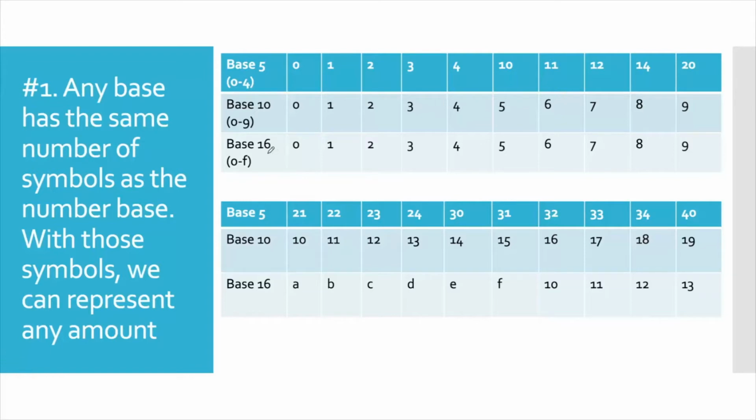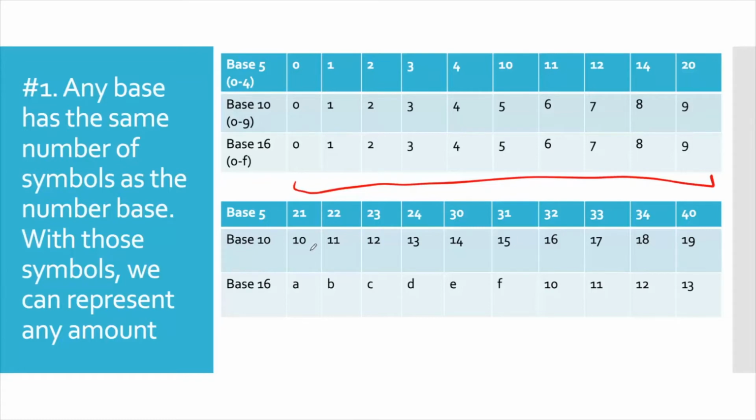Base 16 can be a bit tricky, as we run out of our typical number symbols to use, and we start using alphabetical symbols instead. So in base 16, we still have the symbols 0 through 9 to use, but once we reach the value of 9, to represent a value of 10, we start to use alphabetical symbols.